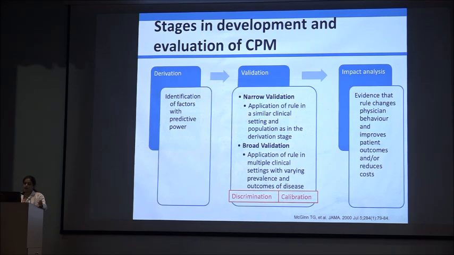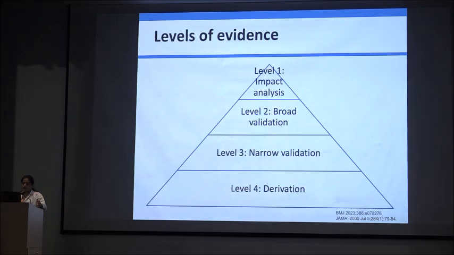And lastly, a third step, which is most often not done, is impact analysis. This is basically the evidence that a rule changes physician behavior and improves patient outcomes and or reduces costs. So we want to evaluate the effect of applying this model in a clinical setting. So how does it change patient outcomes, is it cost effective, and how does it reduce costs, etc. So aligned with these 3 steps, there's actually a hierarchy of evidence.